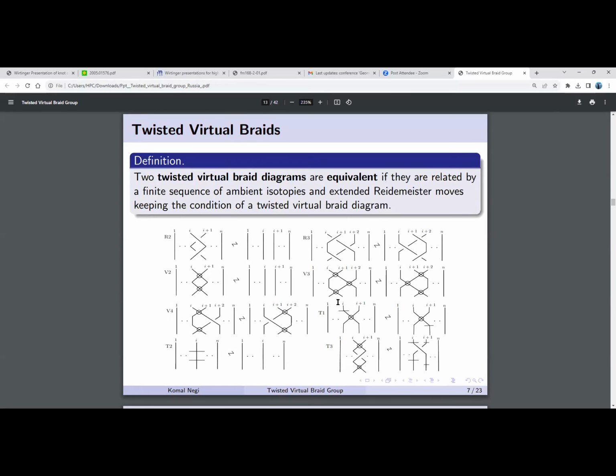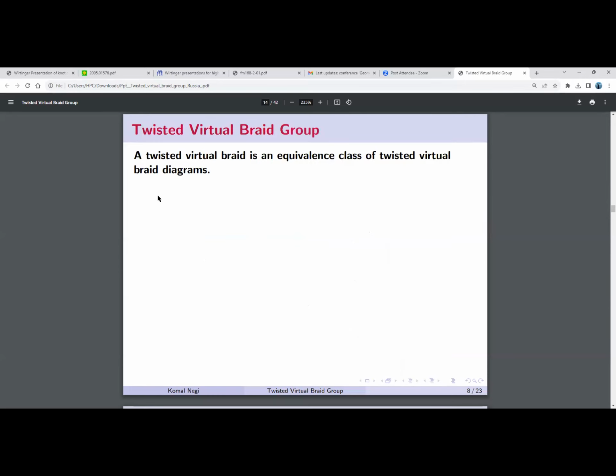Now for the equivalence between twisted virtual braid diagrams, we say any two twisted virtual braid diagrams are equivalent if they are related by a finite sequence of ambient isotopy and extended Reidemeister moves, keeping the condition of a twisted virtual braid diagram. So these are the braid moves corresponding to twisted virtual braid diagrams. We can also say that a twisted virtual braid is an equivalence class of twisted virtual braid diagrams.